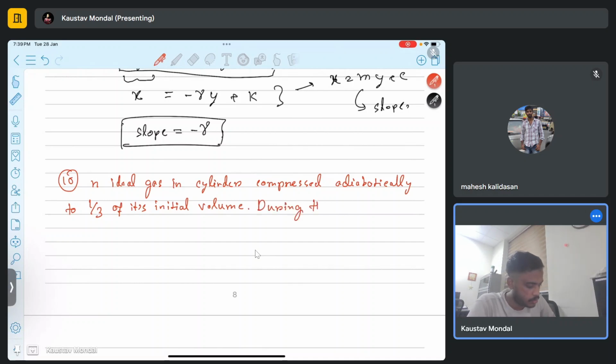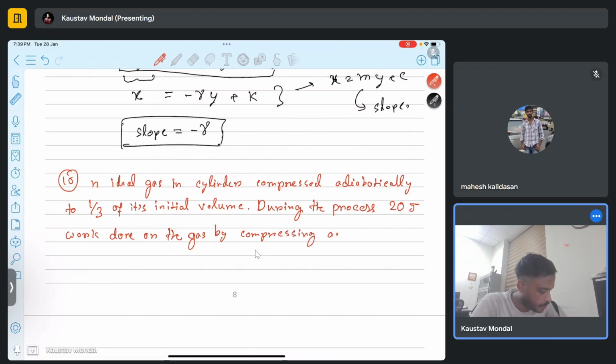During the process, 20 joule work is done on the gas, right? This is important. On the gas, not by the gas. On the gas by the compressing agent. Then you have to find out which is true.